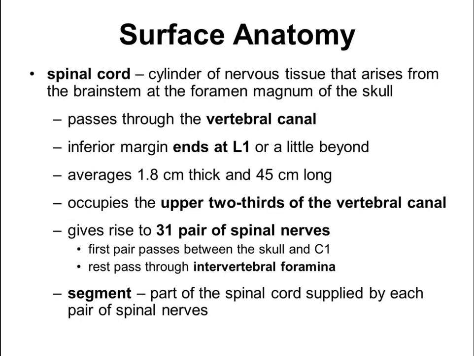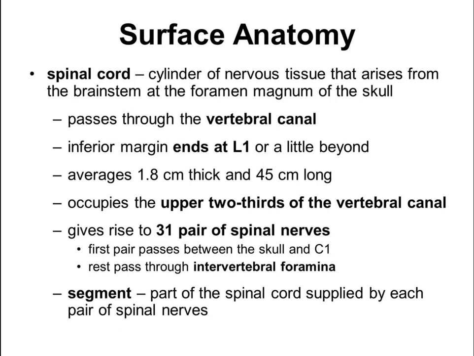So the spinal cord is a cylinder of nervous tissue that arises from the brainstem at the foramen magnum of your skull. It passes through the vertebral canal. The inferior margin ends at your lumbar 1 or a little bit after. It averages 1.8 centimeters thick and about 45 centimeters in length. It occupies the upper 2/3 of the vertebral canal. It gives rise to 31 pairs of spinal nerves.